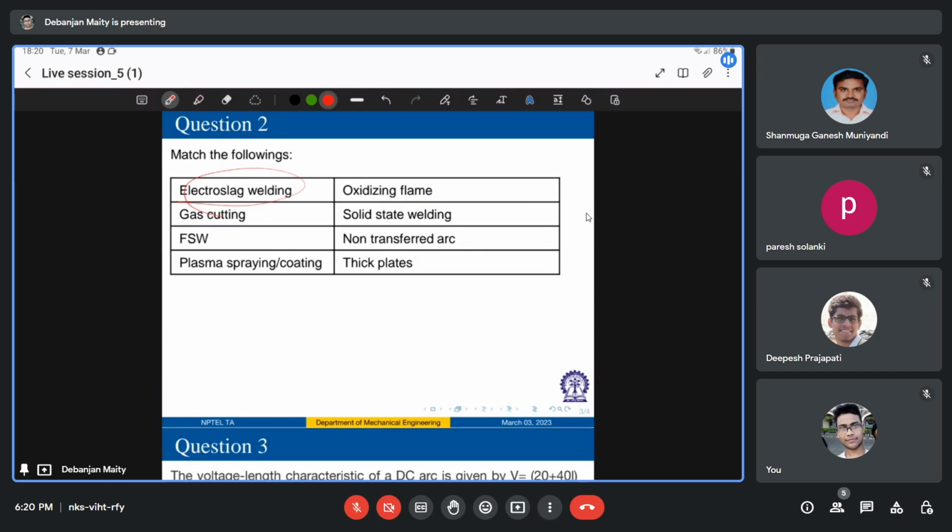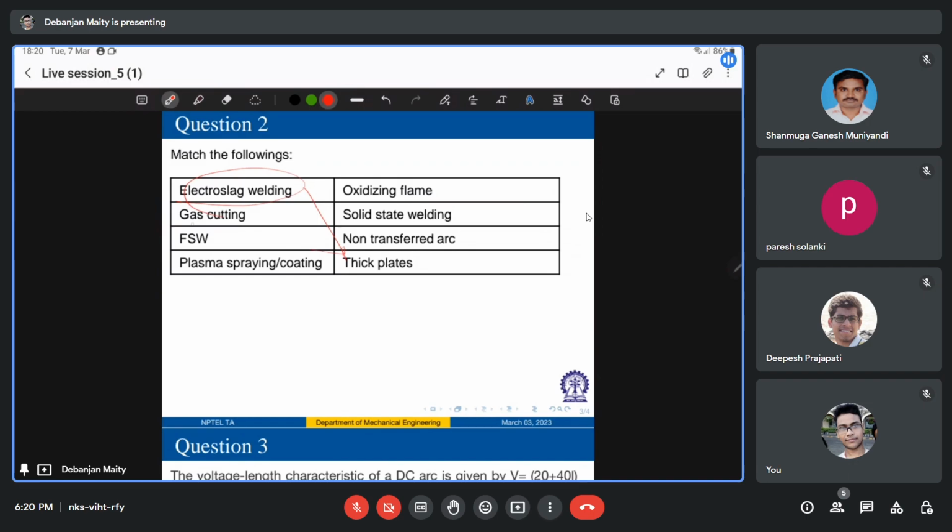While the process is continuing, a little flux is added, and the whirlpool formed is covered by a layer of liquid slag, almost of constant depth. So this is the mechanism of electro slag welding. This is mainly suitable for thick plates, right?